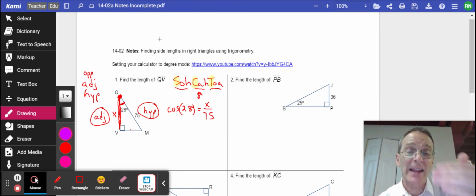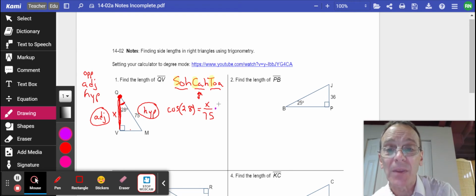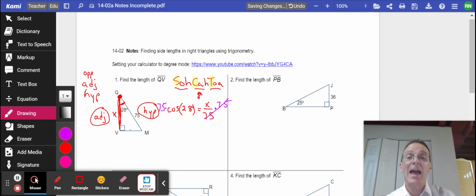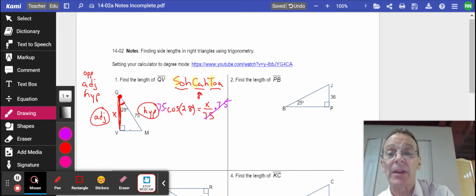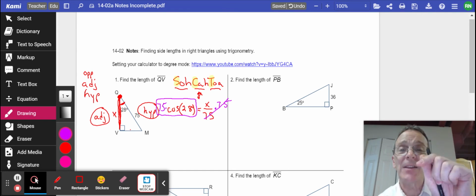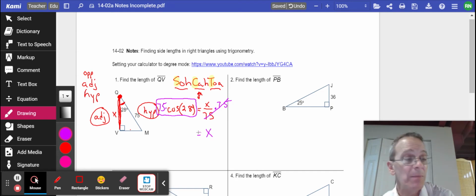And there's only one algebraic step we need to take here to isolate that x. Right now, x is being divided by 75. How do we undo division by 75? We multiply both sides by 75. And that will cancel out the division here. And now's the time to reach for your calculator and punch all of this in your calculator all at once. 75 times. Then hit the cosine button, and then 28, and then close the parenthesis, and then hit your enter key, and you'll get the answer to x all at once or immediately.